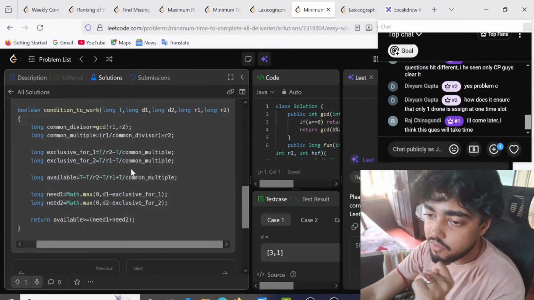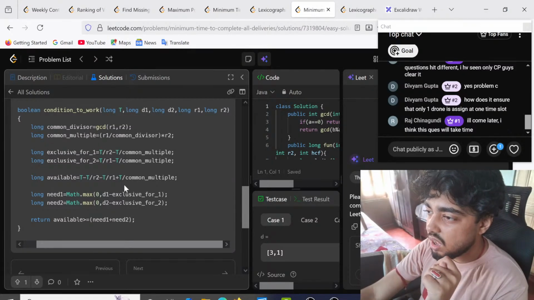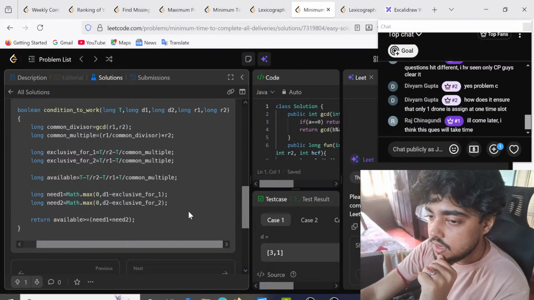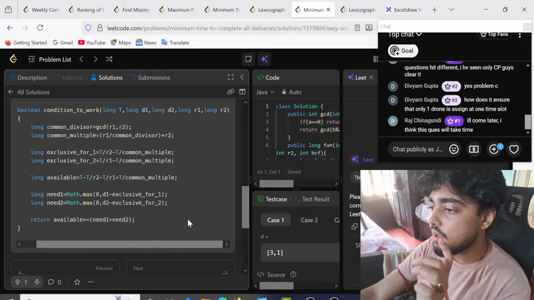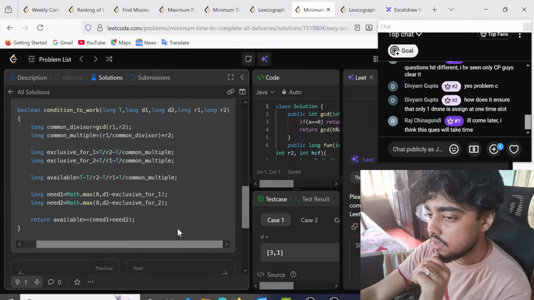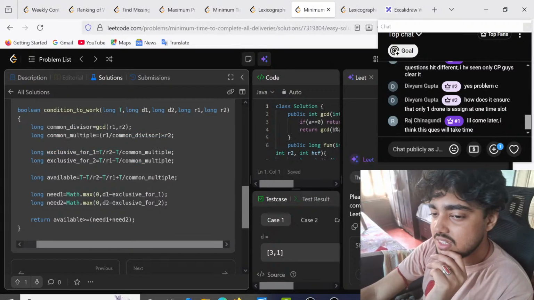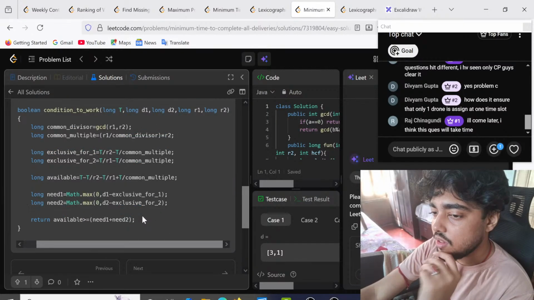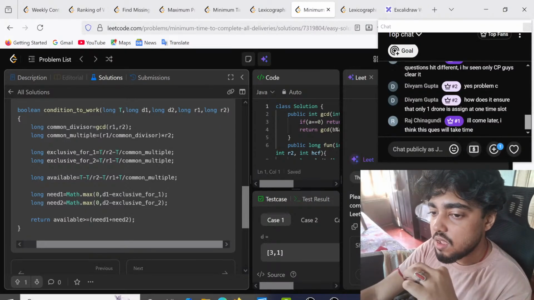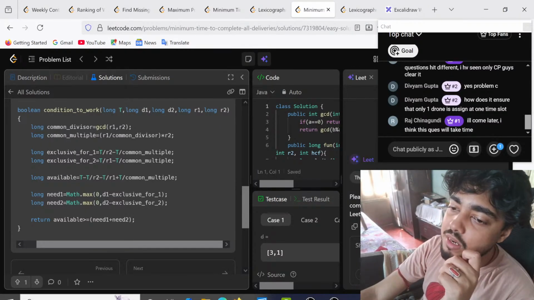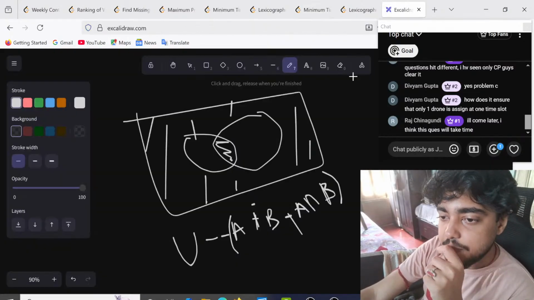D1 minus exclusive for 1. I'll come later. I think this question will take time. I also think that if you haven't thought of this question during the contest, then it will take time. If you had spent some time on this question, then it's easier to understand. I think till over here it was very easy to understand. This is the main part where the whole thing gets tricky. The tricky part is D1 minus exclusive for 1 and D2 minus exclusive for 2. I think I'll need the graph to make you understand this.